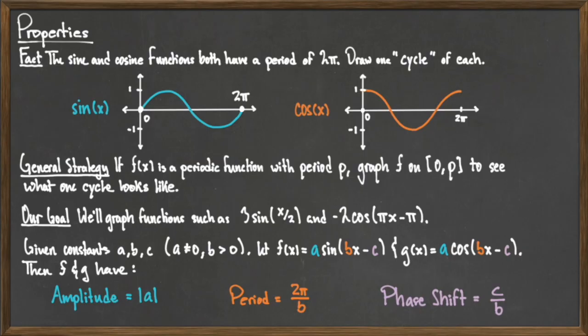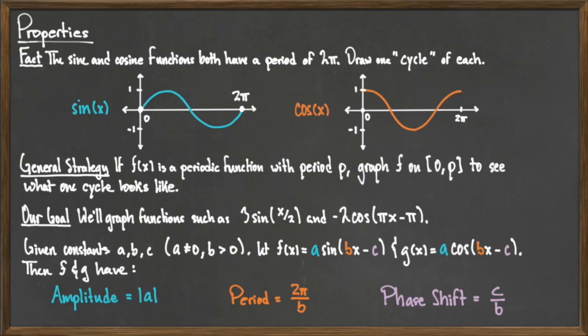Then f and g have what are called amplitude, period, and phase shift. Amplitude is defined as the absolute value of the coefficient a out front. The period is defined as the number 2 pi divided by b, b being the coefficient of x, and the phase shift is defined as c divided by b, where c is this constant term being subtracted from bx in both the sine and the cosine functions.